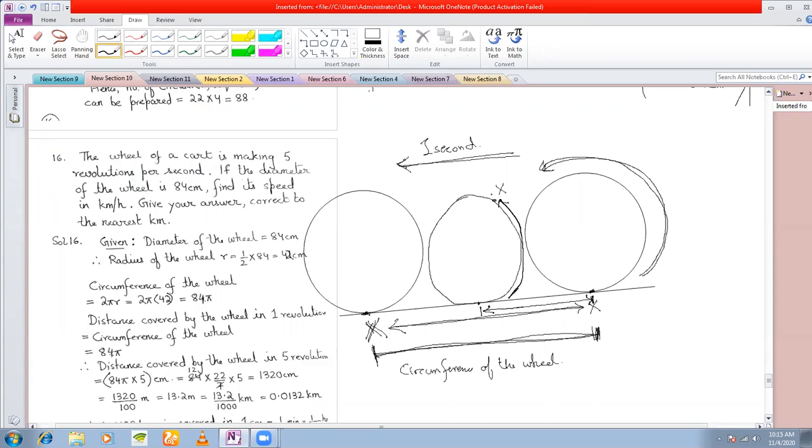And then finally, when it completes one complete rotation and comes back to this point, it covers an entire length of the circumference. It covers this entire length. Only then can it come back to the same point. If I consider any point on the circumference of the wheel, then for that point to come to the same point after one complete rotation, it has to cover the entire circumference of the circle. Otherwise, it will not come back to the same point in one revolution.